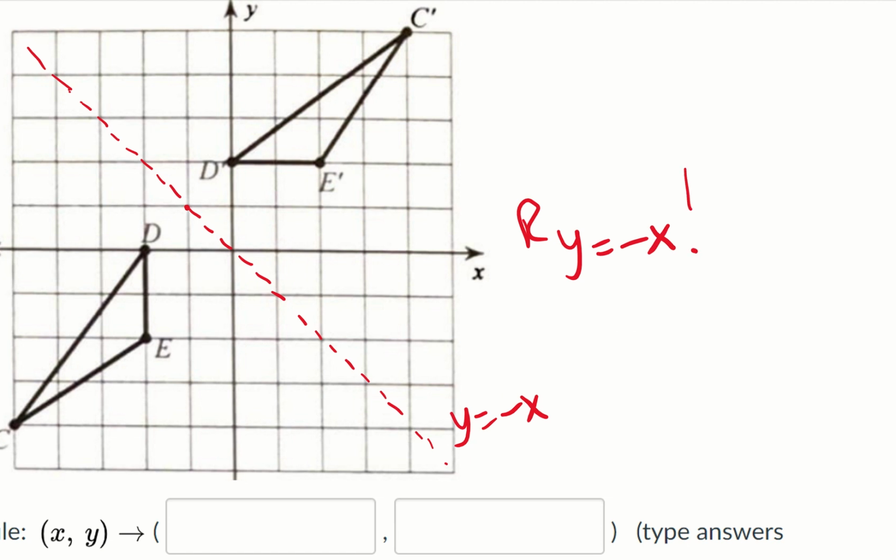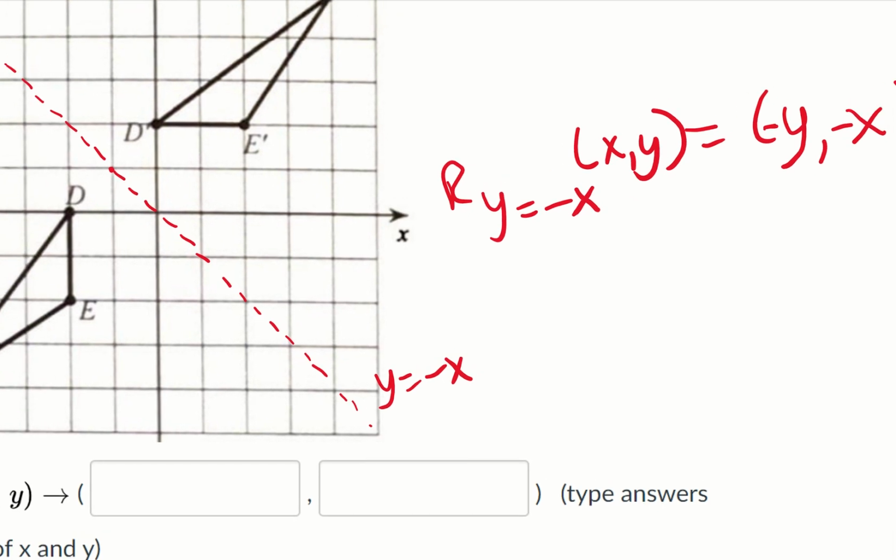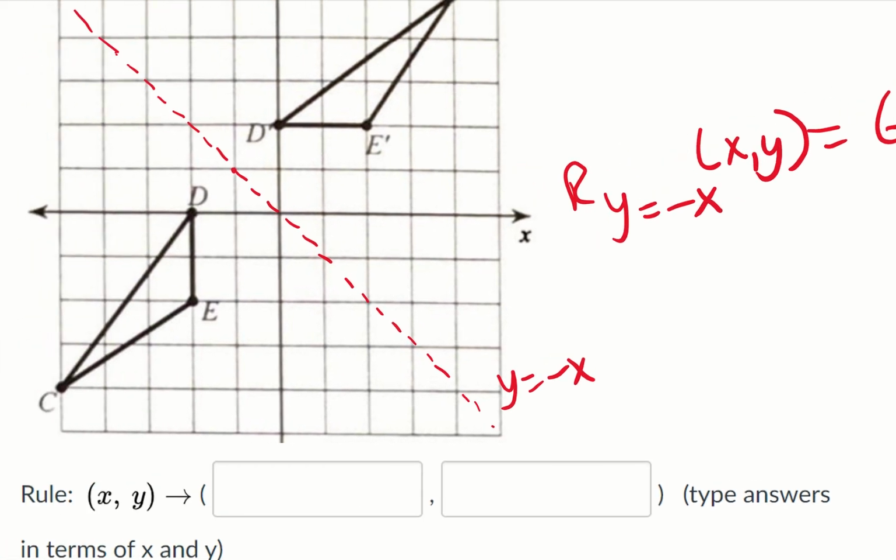Remember that the rule for that is that you basically switch the x and the y, and then you change the sign. So that's your rule for y equals negative x, and that's all you need to do. And we can verify this.